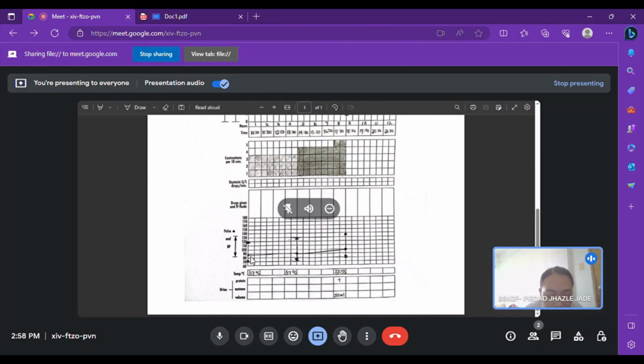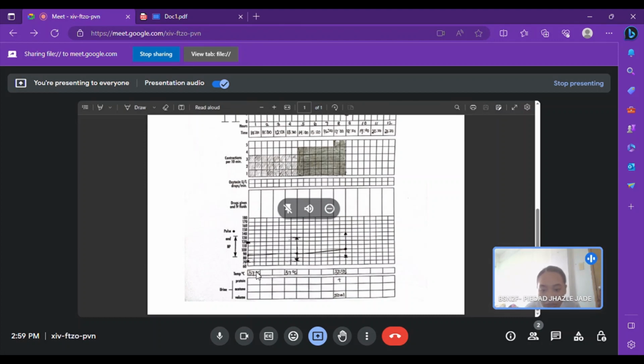Prior to admission, the BP is 120/70. Then after 4 hours, it became 130/70. Then after 4 hours again, it became 140/80, which is a sign of pregnancy-induced hypertension. And as you can see here, there's a presence of protein in the urine of the patient, which is an indicator of PIH.